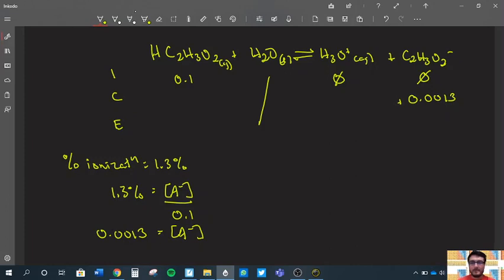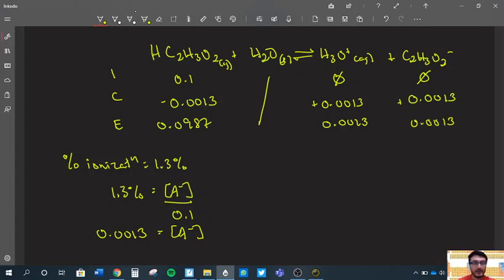Right? We know that this is actually going to be minus x. This is going to be plus x, plus x. It's all 1 to 1, so the amount that this has changed is all going to be proportional in a 1 to 1 to 1 ratio. So we can write the same thing all across the board, making sure to take our signs into consideration. Okay, so fill in I, C and E, and we get 0.0987, and these we just rewrite.